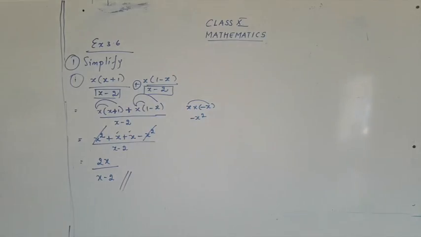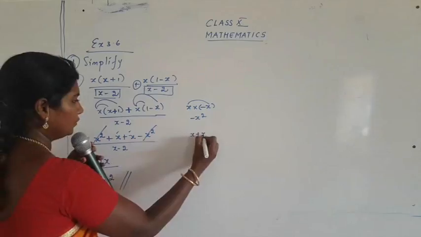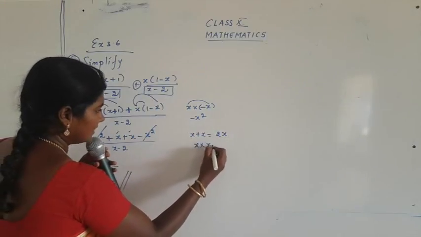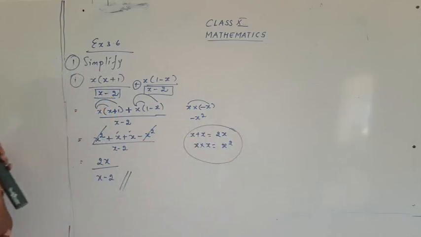Okay, so don't get confused. When you add x and x, you get 2x. When you multiply x and x, you get x square. So there's a difference. Do not get confused. So what's the answer? 2x upon x minus 2. The first subpart is done. Take down the sum.